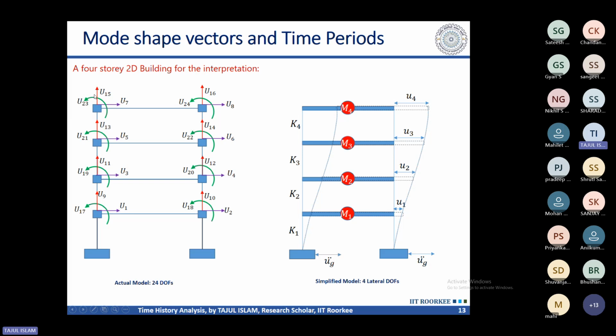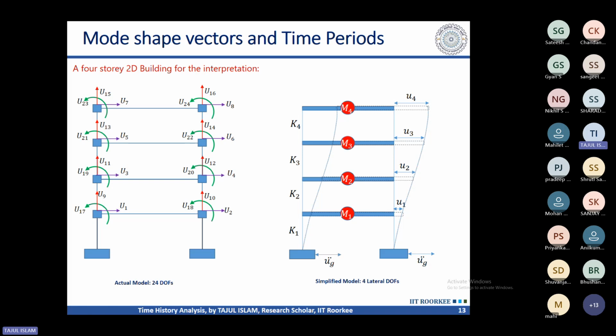Here also you see this is just a single bay structure, and you have a total of 8 nodes, and 8 into 6, a total of 48 degrees of freedom. If I take the actual degrees of freedom in each node, your matrix will become 48 by 48, which is very difficult to interpret here.